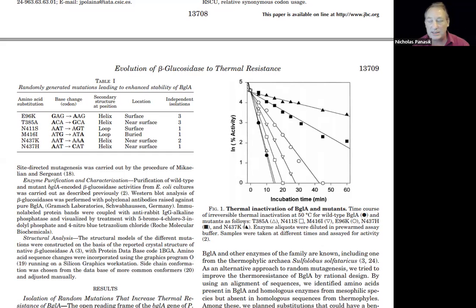So just by looking at this figure, you're able to tell, okay, they're comparing a bunch of different mutant enzymes to a wild type enzyme. They incubated the wild type and the mutants at 50 degrees for a certain period of time. And they saw that while wild type pretty much lost its activity fairly quickly, it denatured, this mutant up here, this N437K, seems to have really held on to its shape and maintained its activity.